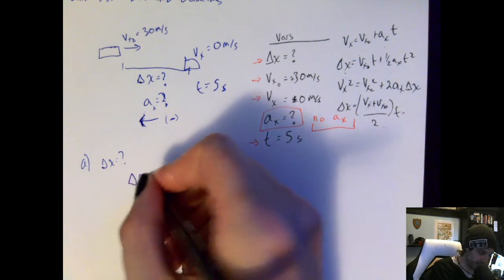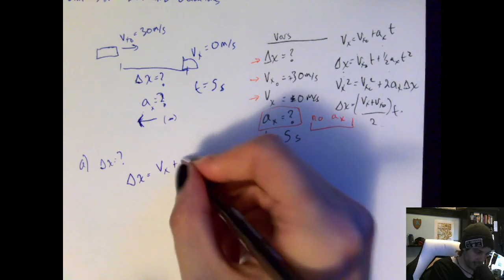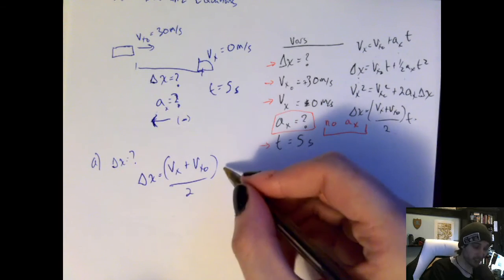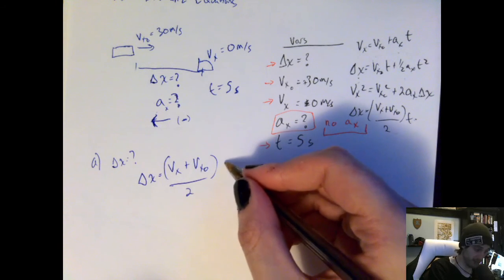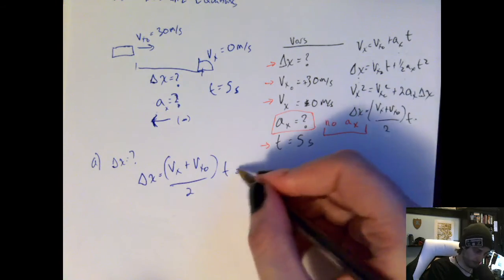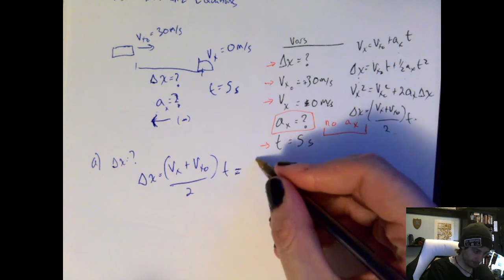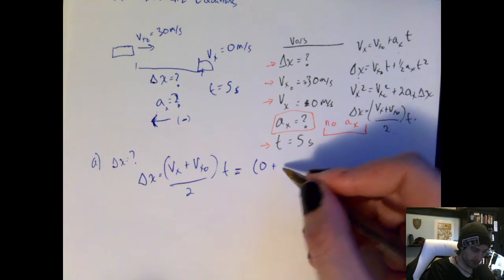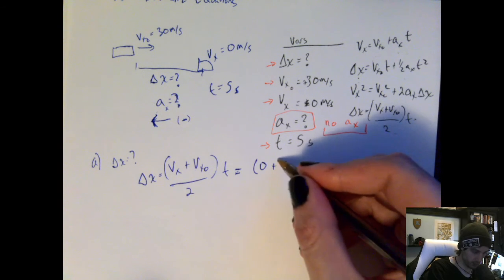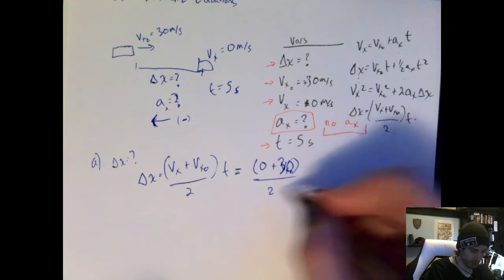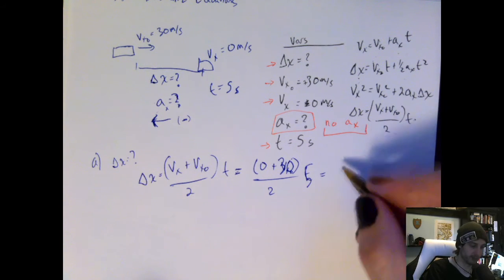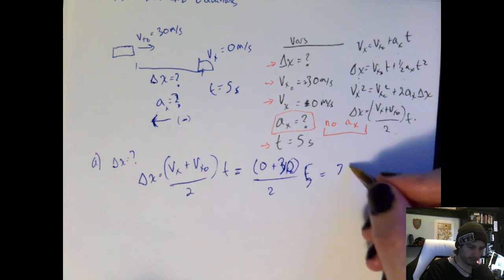So we'll have delta x equals Vx plus Vx naught over 2, times t. Again, I'm picking this one because it doesn't use the thing that I don't know and I'm not being asked about. That gives us Vx, which is 0, plus Vx naught, which was 30, divided by 2, times my time, which was 5. 15 times 5 is 75.